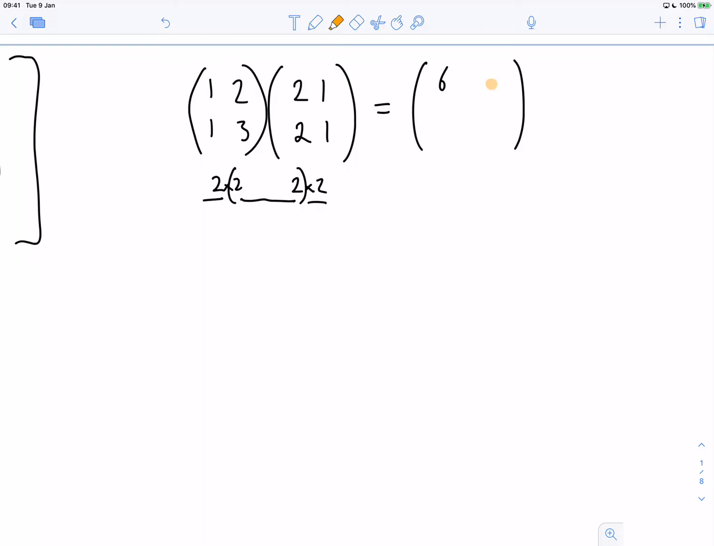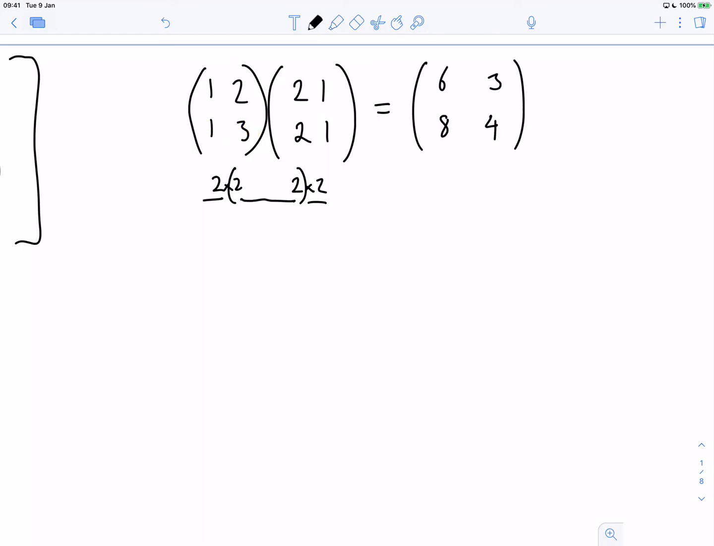I've then got first row, second column, first row, second column. I've got a 1 times 1 plus a 2 times 1, so that's going to give a 3. Then I've got second row, first column. So I've got 1 times 2 plus 3 times 2, which I believe is 8. And then in the last column, second row, second column, I've got 1 times 1 plus 3 times 1, which I believe is a 4.